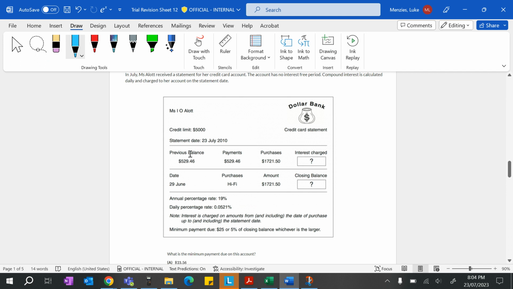Four things. Previous balance, $529.46, and you can see they've made a payment. Great. And they've made another purchase. So the date of the purchase was the 29th of June, and we've got to get to the 23rd of July. So you've got to think about how many days are in June.